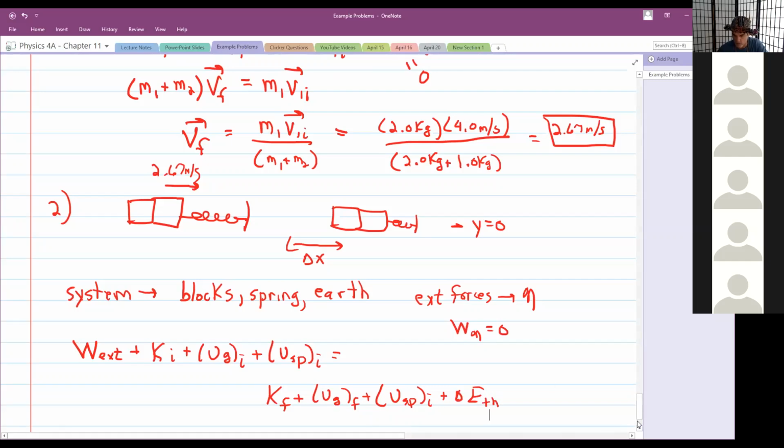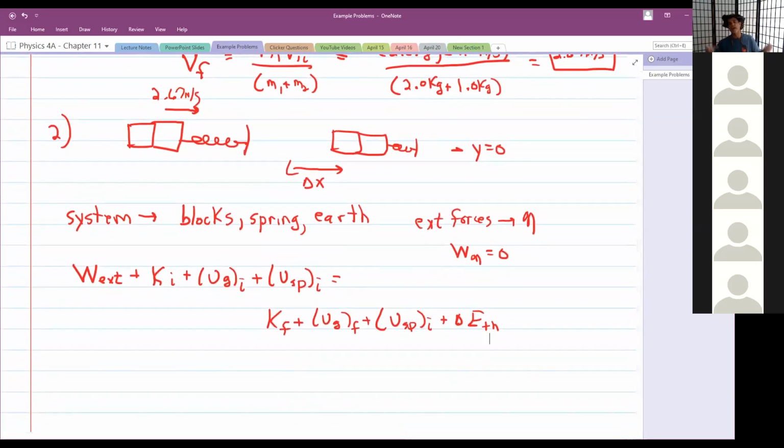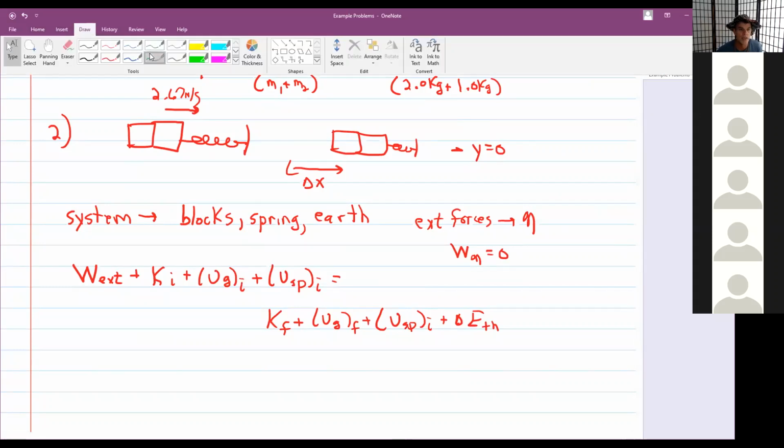Now, quick little question. We've got 8 different terms: work, kinetic energy, gravitational potential energy, thermal energy, and so on. How many of these 8 terms survive? Take just 30 seconds. What do you think? Let me change colors here. Let's go to green.